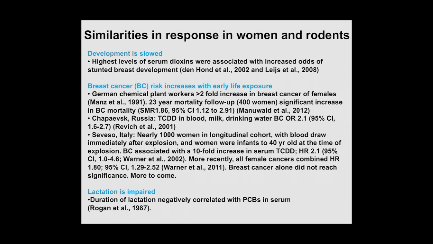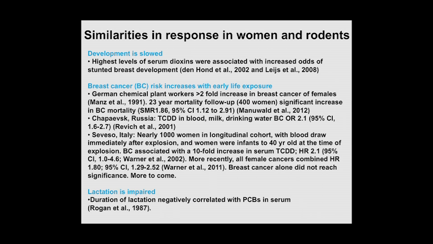So both in the Netherlands, which is the Leijs publication, and Den Hond covered the Seveso cohort of people that were exposed during an explosion event. There were girls at the highest levels of dioxin exposure who had stunted mammary gland development. So one of these was in an area that was accidentally polluted. One of these is in an area where the natural pollution level is no different than here probably. And the people with the highest levels of dioxin had the most stunted breast development.